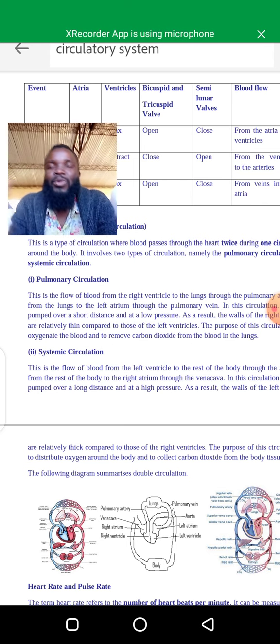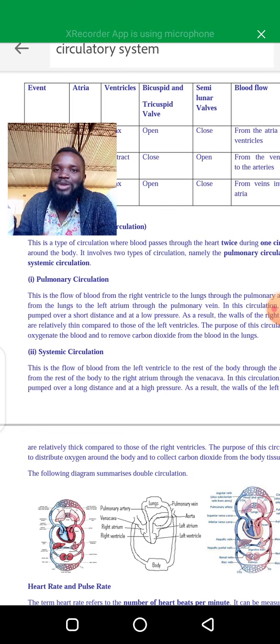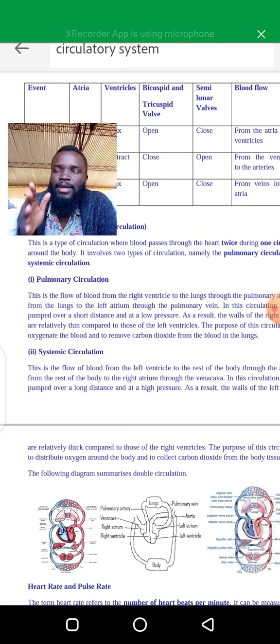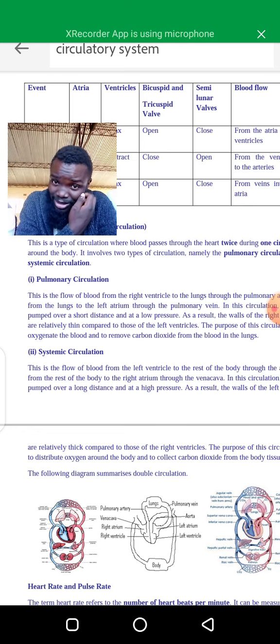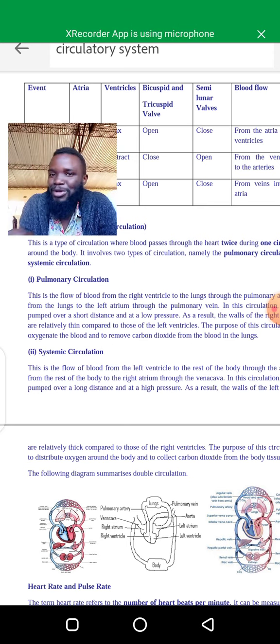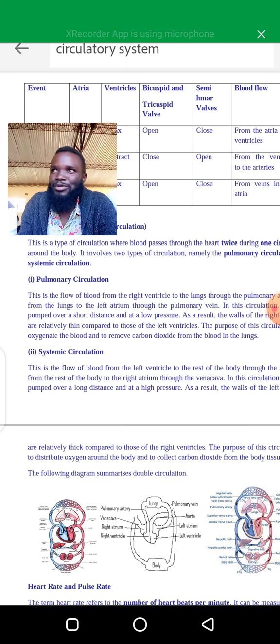Gaseous what? Exchange. When that gaseous exchange occurs, guess what happens? The carbon dioxide is now excreted out. Remember, the function of the lungs is that it excretes carbon dioxide as a waste what? Product, right? Yes. Then once that is done, that would be the end of what? Pulmonary circulation. So pulmonary circulation ends when this blood has now been purified. Then that is where systemic circulation begins from.